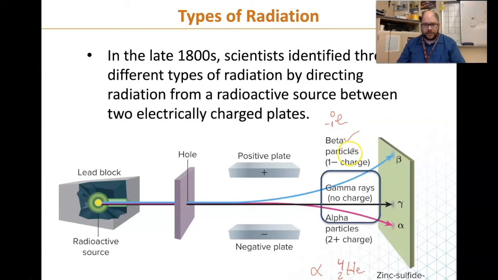Okay, and the third one is a gamma ray. So here's our ray of energy, not really a particle, but it's a ray of energy, has no charge, no mass, and it's the most dangerous of the three.